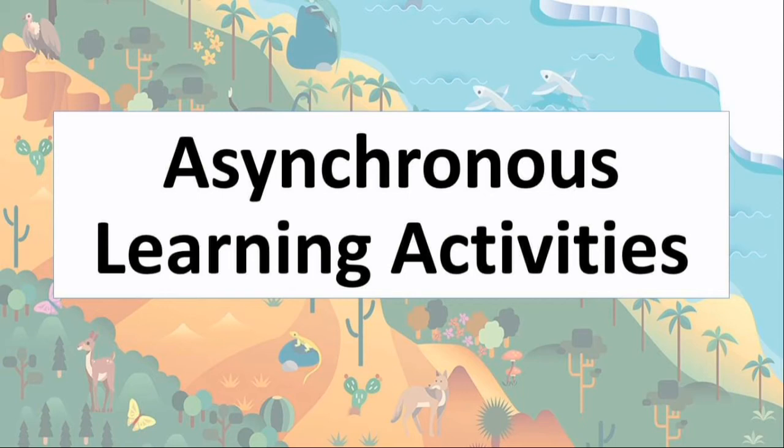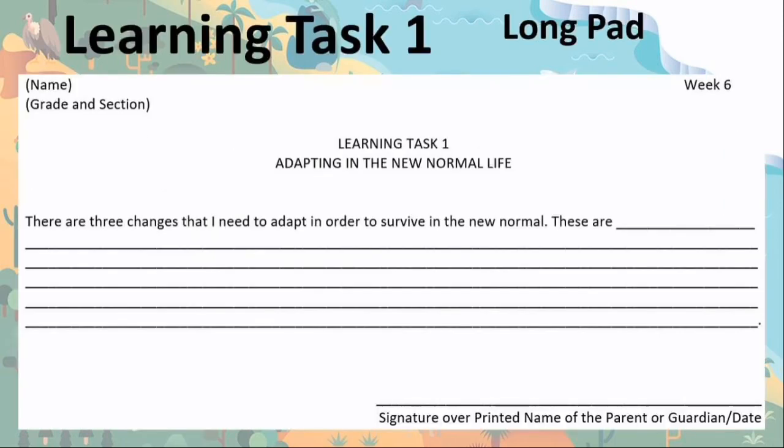After listening to this week's topic, you're going to perform the learning activities. For learning task 1, write a simple paragraph about the changing environment in this time of pandemic. Cite at least 3 changes that you need to adopt in order to survive in the new normal. Complete the paragraph, Adapting in the New Normal Life. These are the 3 changes that I need to adopt in order to survive in the new normal. You can find this on page 24 of your module.